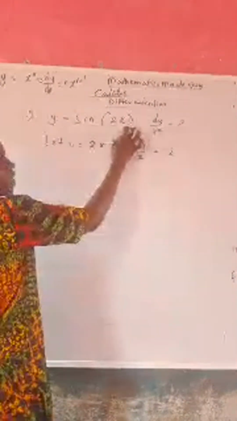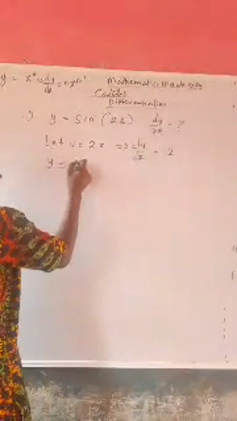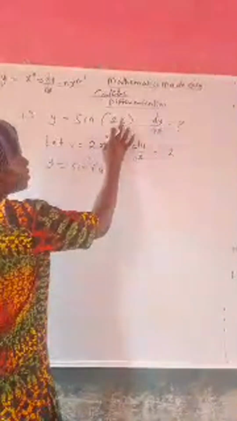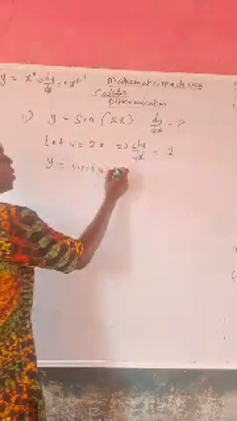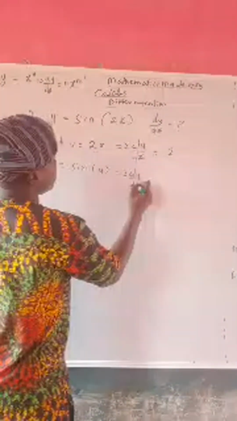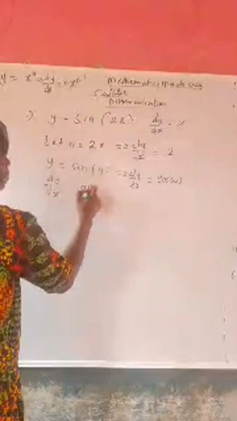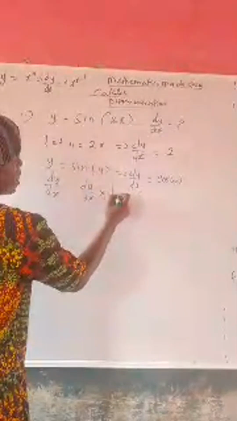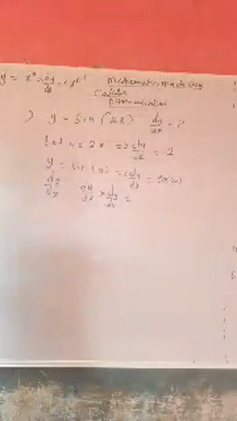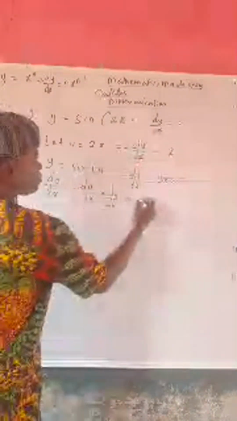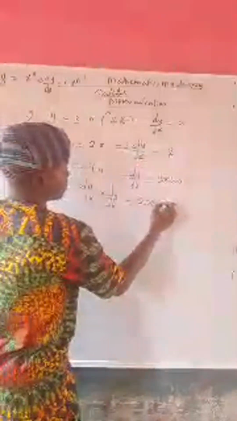Then you come back here, so we have y equals sin u. Instead of writing 2x, you write u. Then we have dy/du. Don't forget, we're going to differentiate sin u, so you're going to get cos u. According to your chain rule, I said dy/dx equals du/dx multiplied by dy/du. So du/dx is 2, and dy/du is cos u.